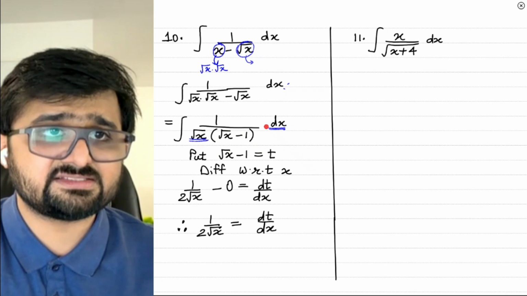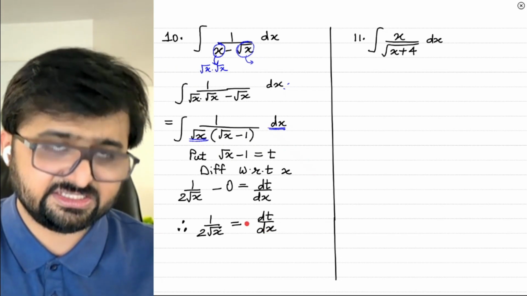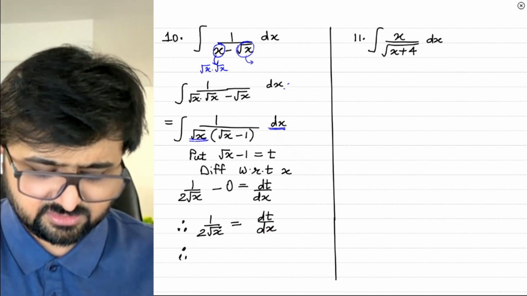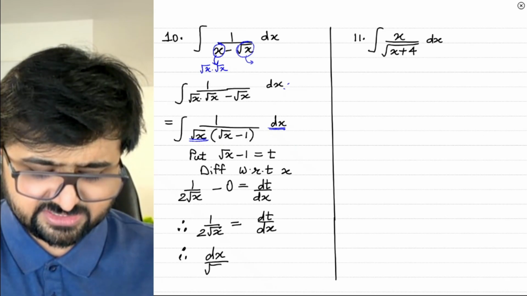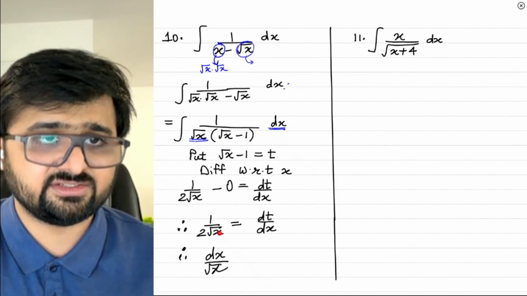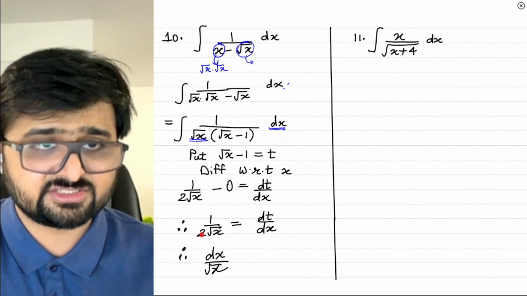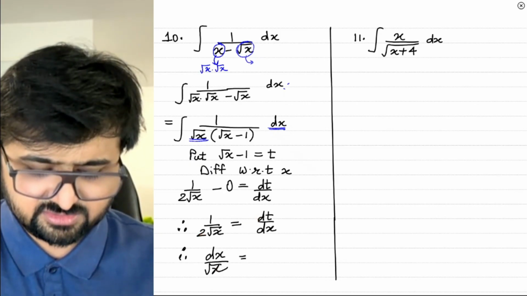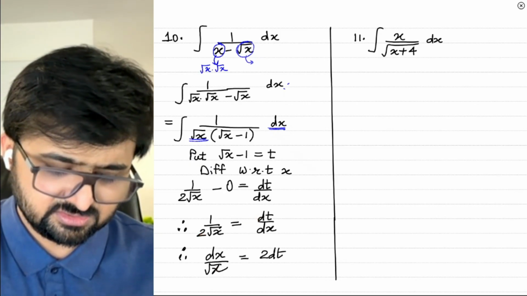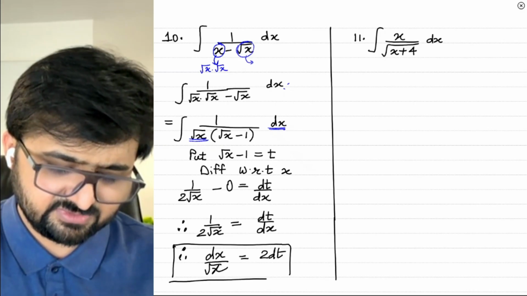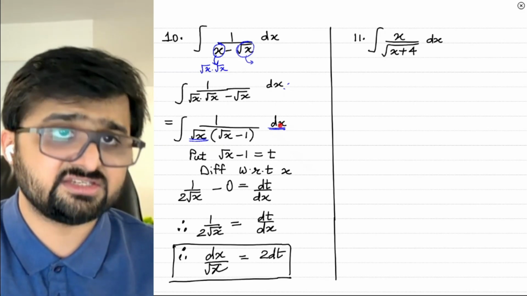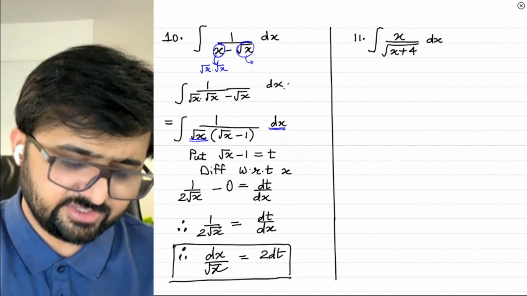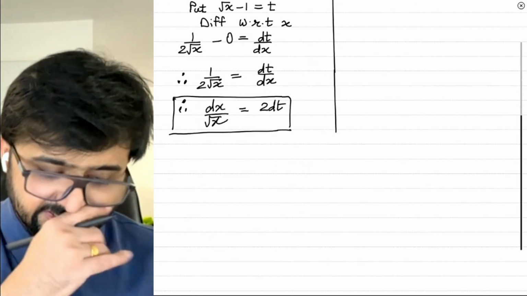If we need dx divided by square root of x, we can take the dx in the numerator. So dx divided by square root of x. If you take dx in the numerator, this square root of x and this 2 go to the numerator. So we have 2 dt. That is the substitution that we have for dx divided by square root of x. I hope that makes sense.